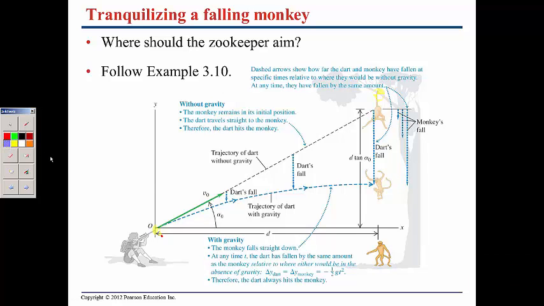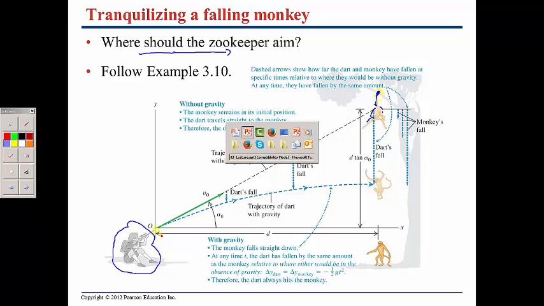In example 3.10, the book shows an example where they ask, where should the zookeeper aim? They're considering a zookeeper who needs to tranquilize a monkey to do some medical procedure. The monkey is initially hanging at a branch, and as soon as the monkey hears the gun, monkeys have great ears, he's going to drop from the tree, the same exact second. Now, the zookeeper knows that this is going to happen, and so where should the zookeeper aim?